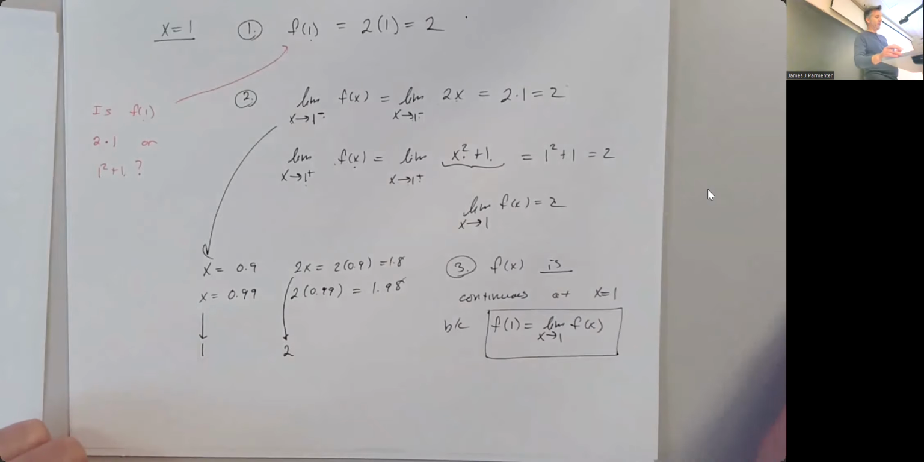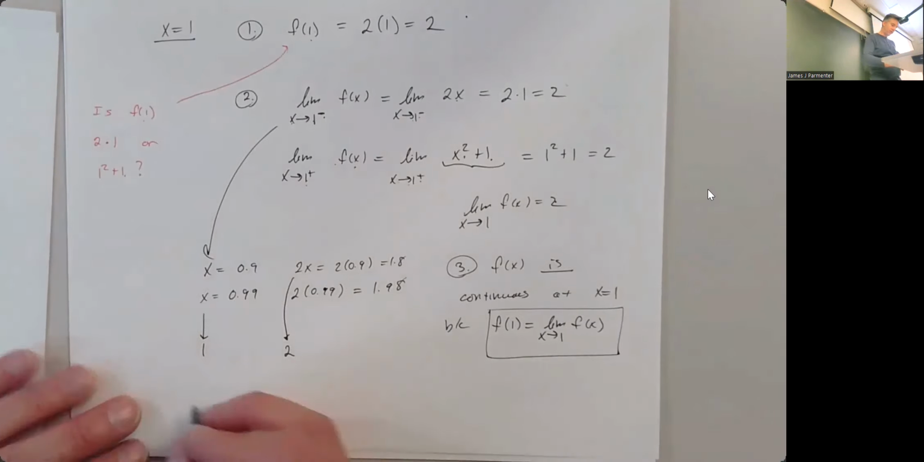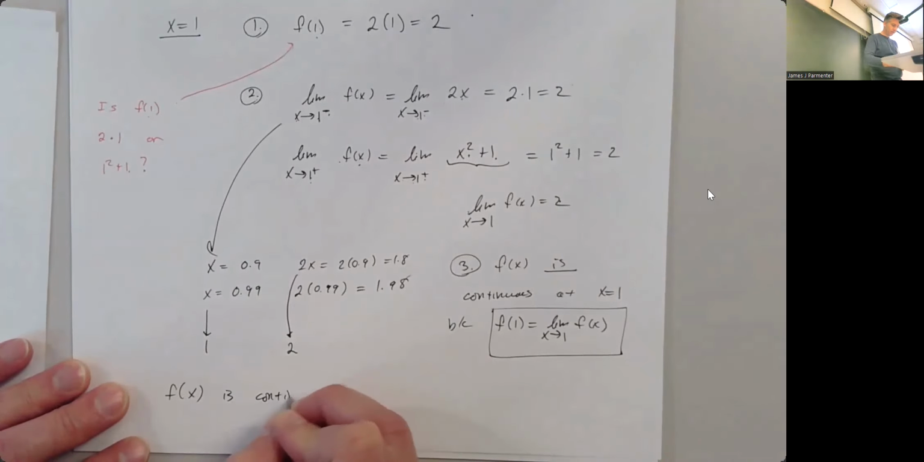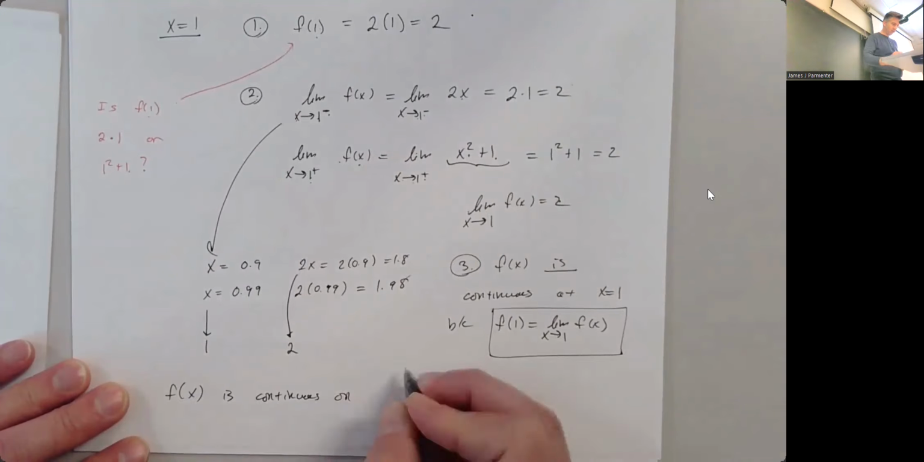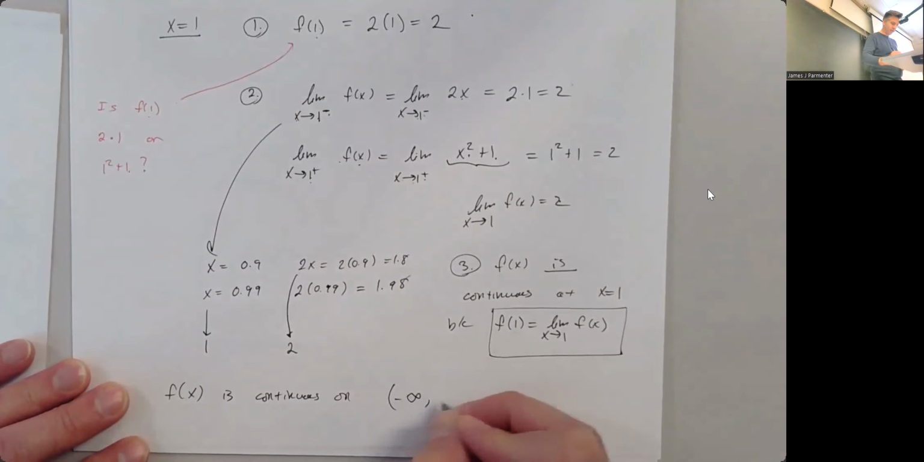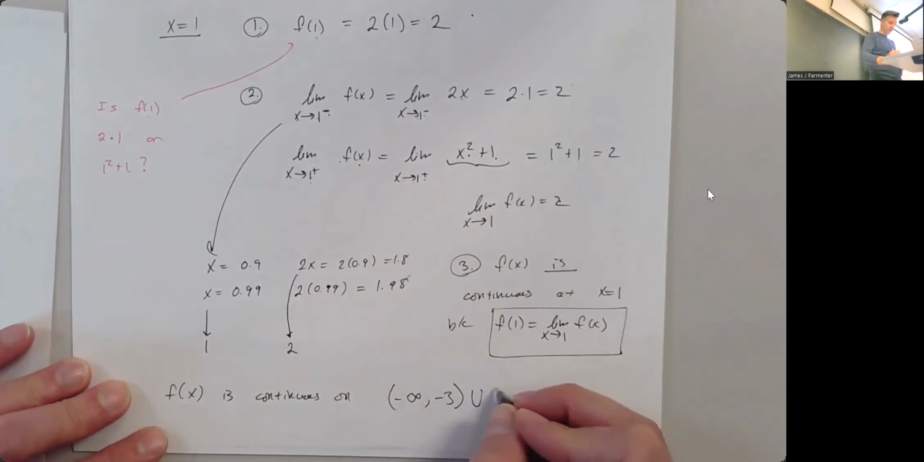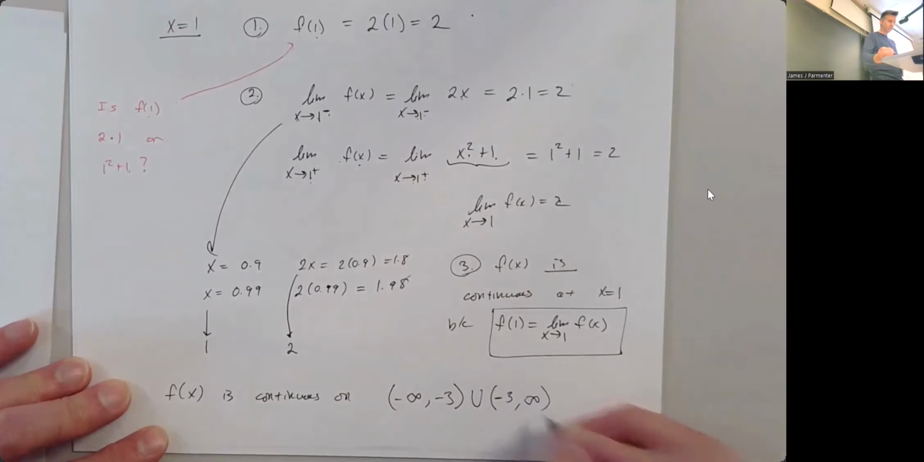And then to fully answer the question, which was, where is the original function continuous? Well, we see that it's continuous everywhere except at -3. So our function f of x is continuous on the interval from -infinity to -3, with a parenthesis to exclude it, union, and then we want everything to the right of -3, so -3 to positive infinity.